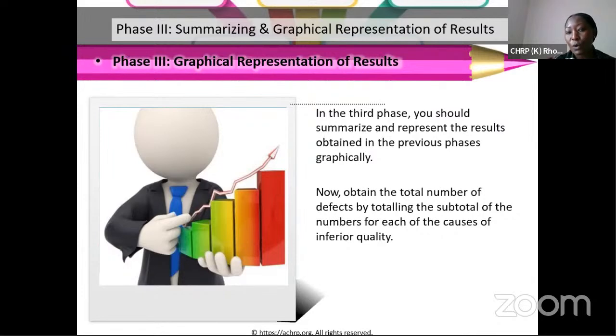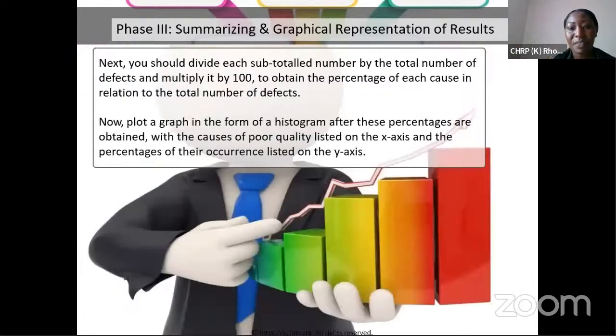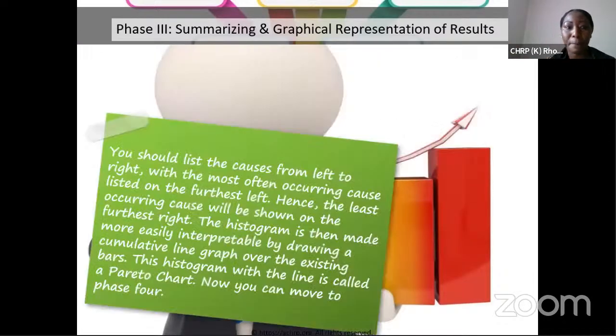If you look at what is horizontal, those will be the causes. And we say the bars should be the same size. It's only the height, which shows the occurrence or the frequency, that will differ. And then the most occurring cause is listed to the farthest left and the least to the farthest right, as we can see in that diagram. And I think that is all.